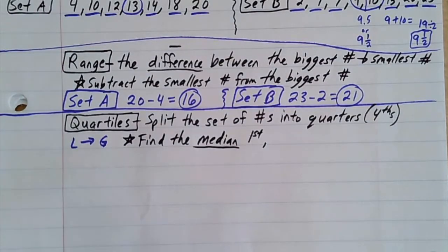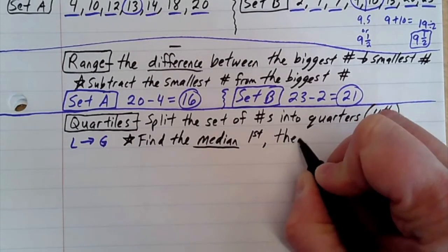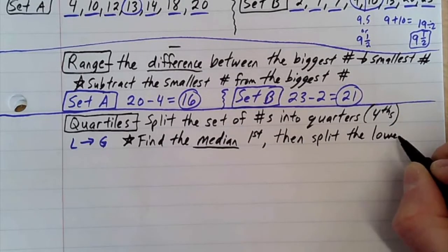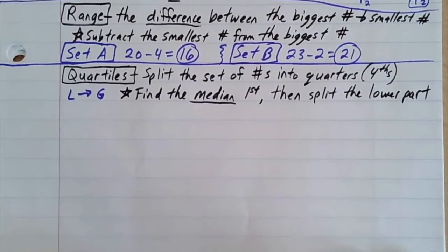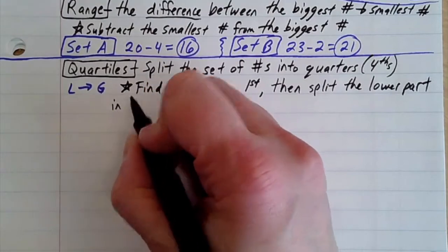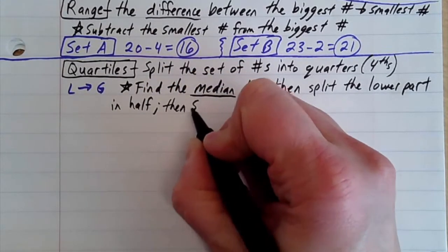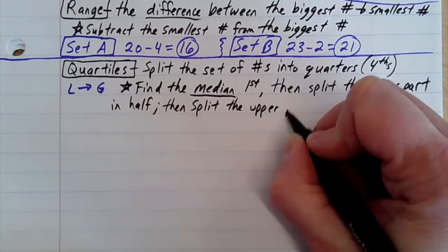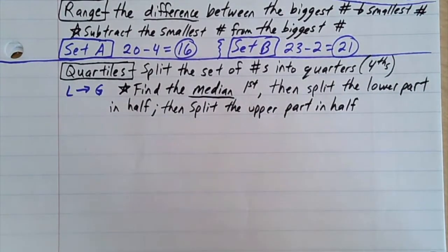And then you're going to split the lower part in half, and then you're going to split the upper part in half. So it's like split it in half first, and then split the lower part in half, and then split the upper part in half. And we're going to do some examples here to help you.